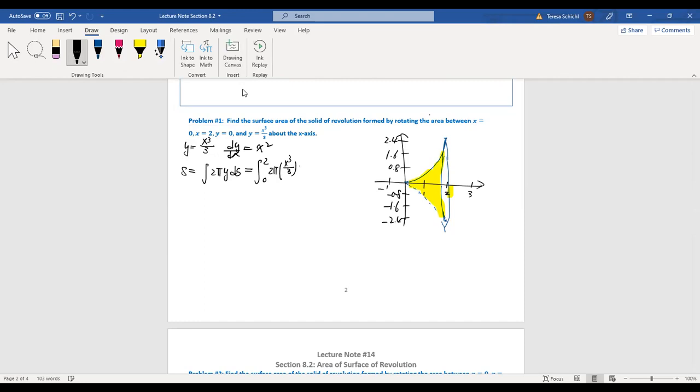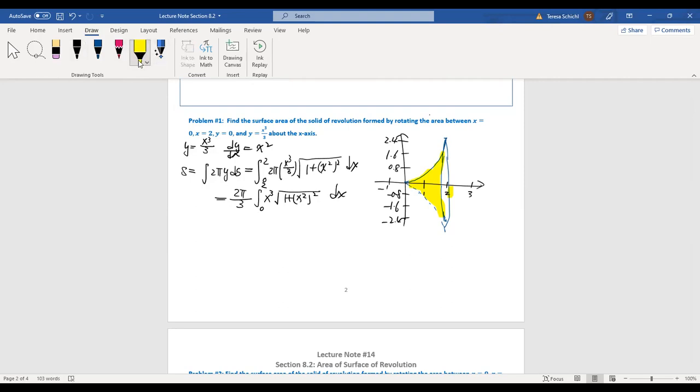Then what is the ds? The ds is the square root of 1 plus dy/dx squared. So it's x squared, squared, dx here. And then this one here, I can simplify a little bit. So it's 2 pi times 1/3, so this is 2 pi over 3. And I have here x cubed, and then the square root of 1 plus x to the fourth, dx.